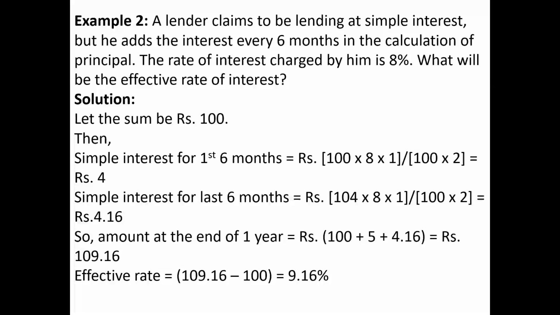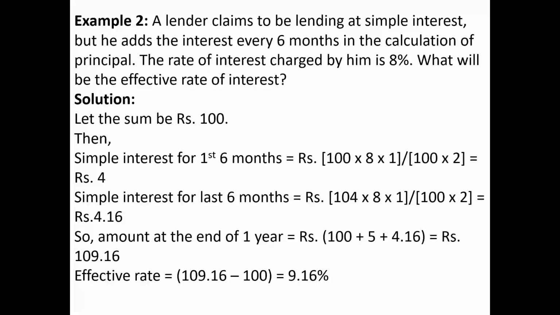So let the sum be rupees 100, we have taken the value 100. So simple interest in the first 6 months will be what? Simple interest we know is PNR. So P is 100, the rate is 8%, and the time is 1 year, so we take 1 into 100 by 100 into 2, and we will get the value rupees 4. Simple interest for the last 6 months, means the second 6 months of the year, so that is 104. At that time the 4 rupees will be added.